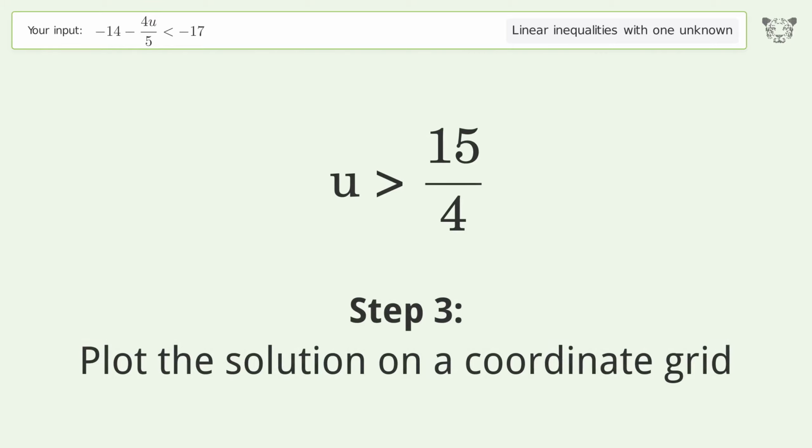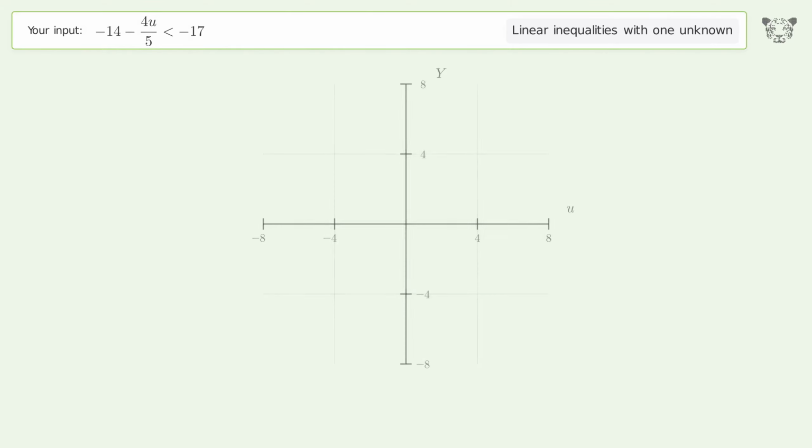Plot the solution on a coordinate grid. And so the final result is u greater than 15 over 4 greater than 33 over 4.